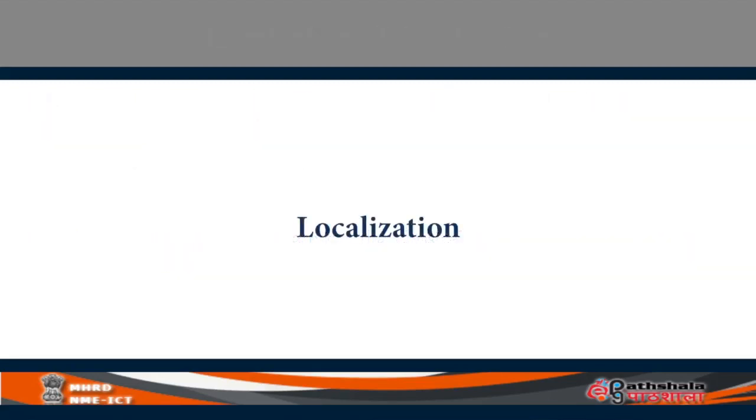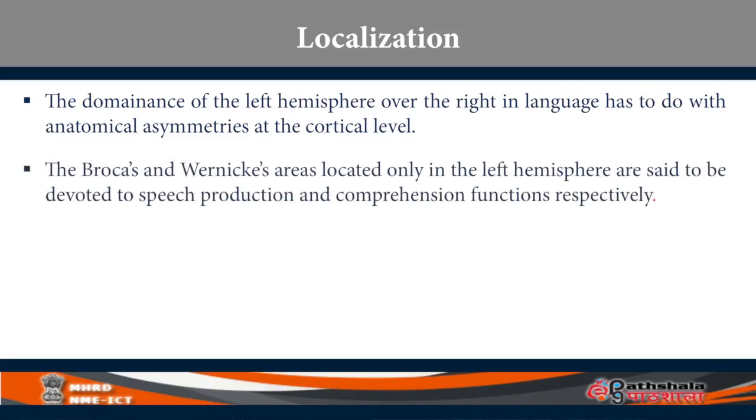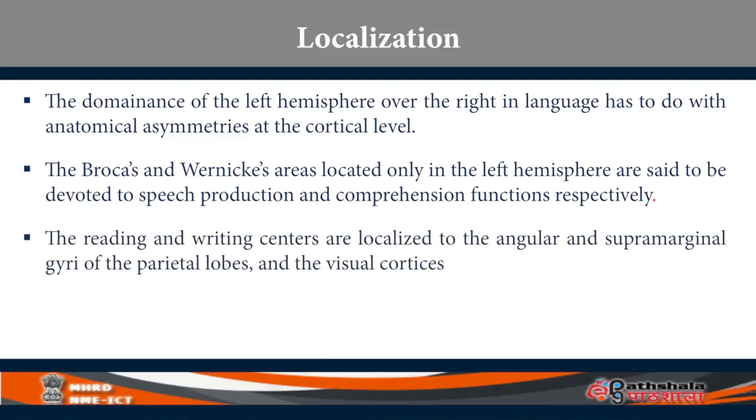What about localization? To say that the dominance of the left hemisphere over the right hemisphere has something to do with anatomical asymmetries. As I have just said, the left hemisphere possesses Broca's area in the third frontal convolution and Wernicke's area in the first superior temporal gyrus, and therefore production is localized to Broca's area, comprehension is localized to Wernicke's area. So, this is localization. Similarly, I have explained in earlier modules that the reading centers are supposedly in the angular gyrus and the supramarginal gyri in the parietal lobe, and of course the visual cortices in both the hemispheres. So, specific functions being localized to specific areas is localization.